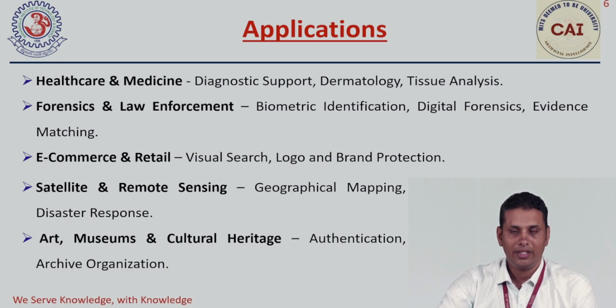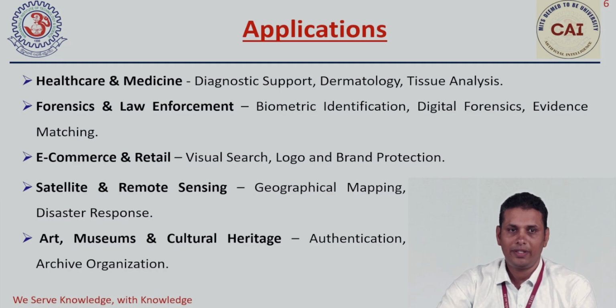And the next one is tissue analysis. Tissue analysis not only deals with the skin, it also deals with blood platelets. So RBCs, WBCs, how much the infection has affected the blood, for example, blood cancer. This type of thing we can analyze easily in healthcare and medicine by using content-based image retrieval. So the second application is forensics and law enforcement.